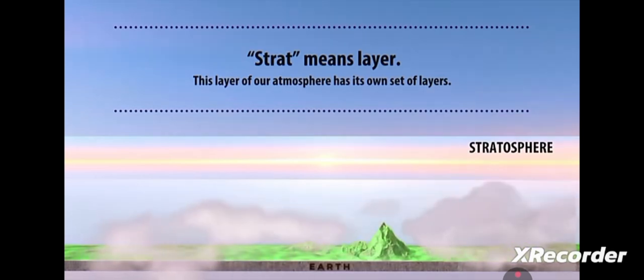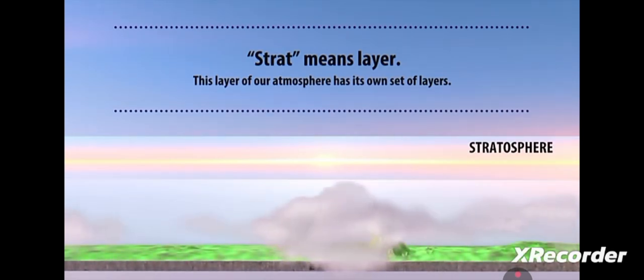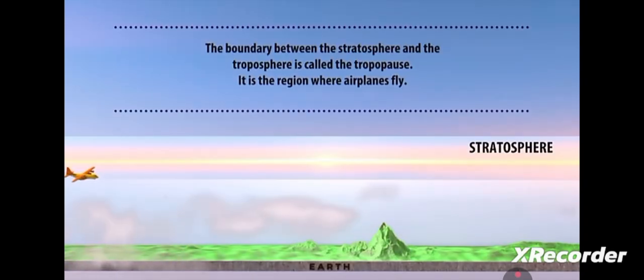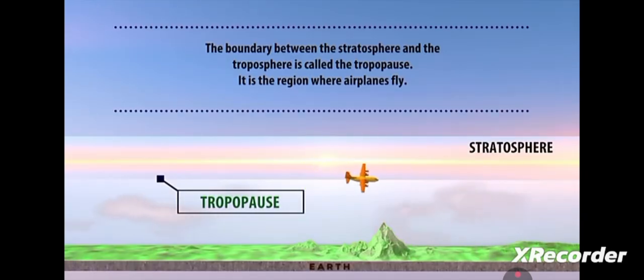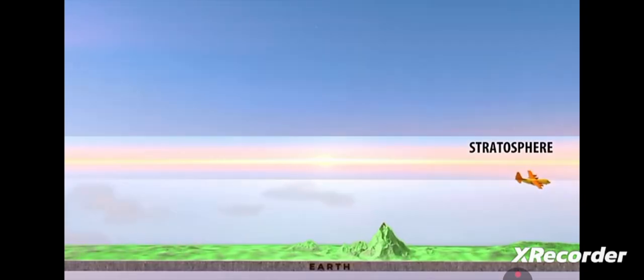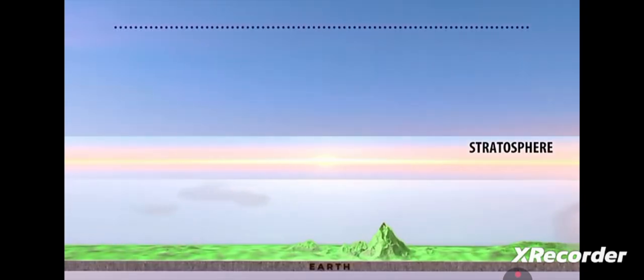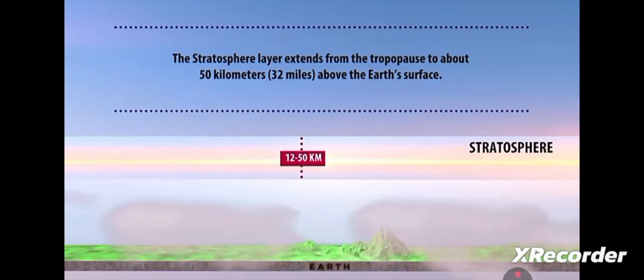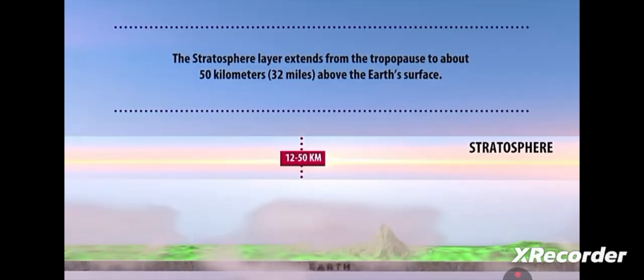The stratosphere. Strat means layer. This layer of our atmosphere has its own set of layers. The boundary between the stratosphere and the troposphere is called the tropopause. It is the region where airplanes fly. The stratosphere layer extends from the tropopause to about 50 kilometers or 32 miles above the Earth's surface.